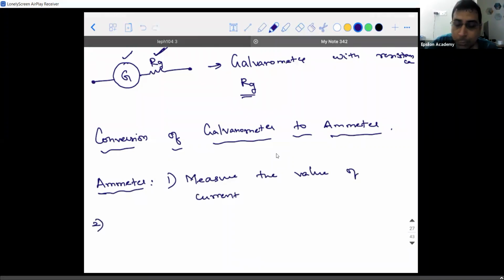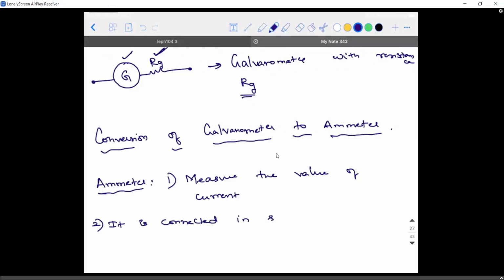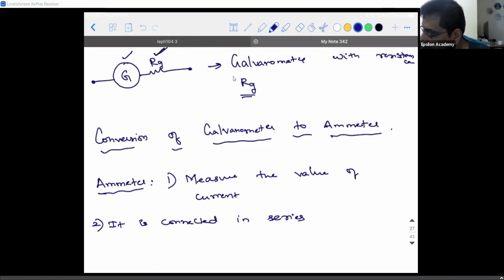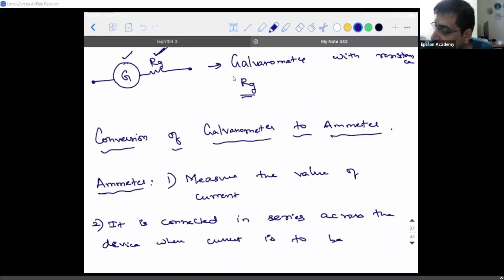It is used to measure the value of current. Second, if I talk about the resistance of an ammeter, before I talk about resistance, how is it connected across a circuit? It is connected in series. Why do you connect it in series? So in series connection, current won't be divided. In case of parallel, current will be divided, sir. So that is why series. Correct. So it is connected in series across the device where current is to be measured.